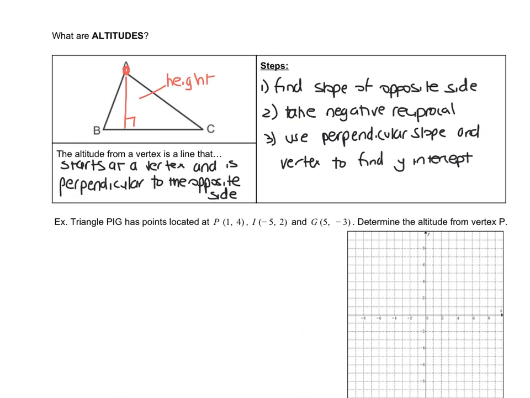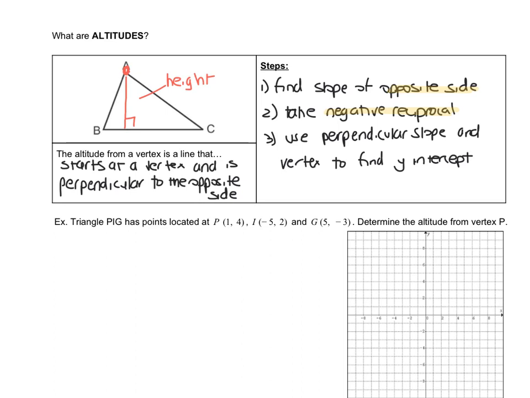So think of the altitude like the height. Now, because the altitude is related to a perpendicular side, our first step is going to be to find the slope of BC, because that is something I can do because I will have those coordinates given to me. Now, once I find the slope of my opposite side, then I can take a negative reciprocal, because when I take the negative reciprocal, I will get my perpendicular slope.